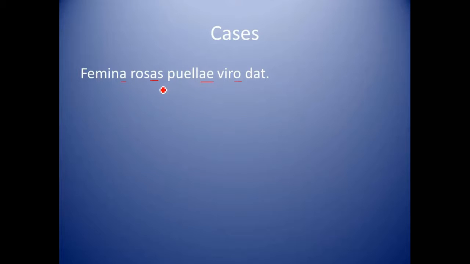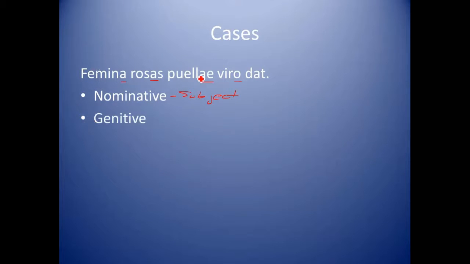So I'm going to go through the six cases, five major ones and then one slightly less commonly used. I'll go through those here and then show you some of the upshots of this. So the first case is the nominative. That's femina here. It represents the subject. It is the doer of the action, the focus of the sentence. So the nominative is the subject.